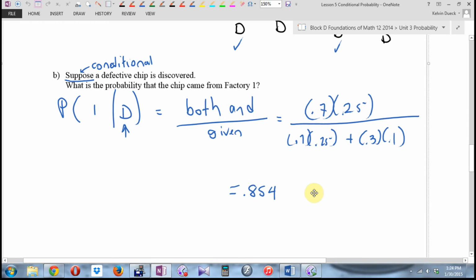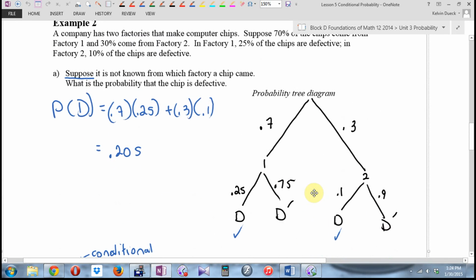So we said for conditional probability, what we're doing is we're going backwards up the tree. As an example here, we had a tree. We said 70% of the items came from factory 1, 30% from factory 2, and then they could be defective or not. And I said, what's the probability the chip is defective? That's asking you to tell me something from the bottom. That's multiply down, add across.